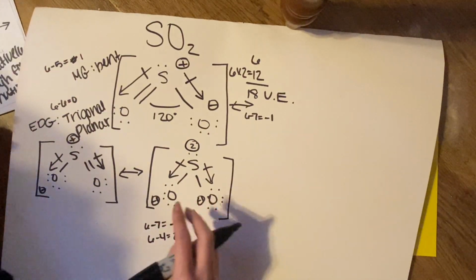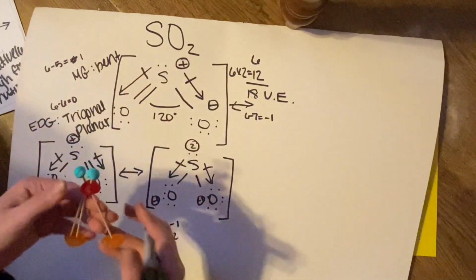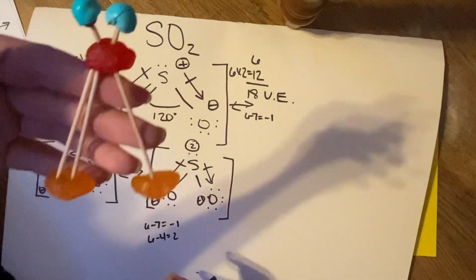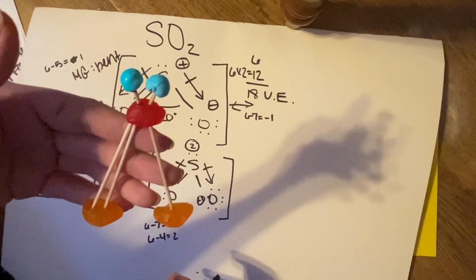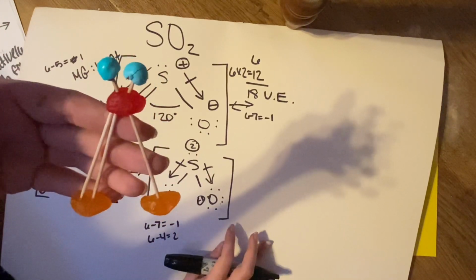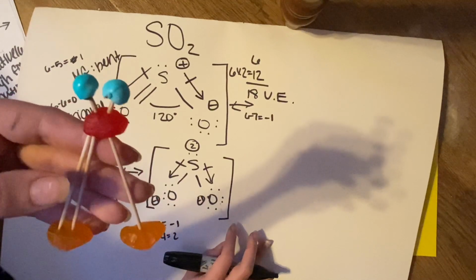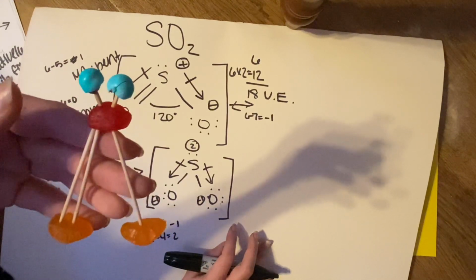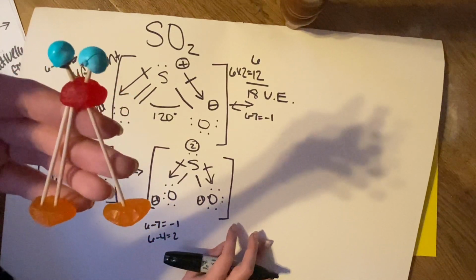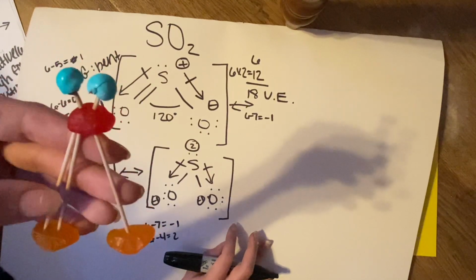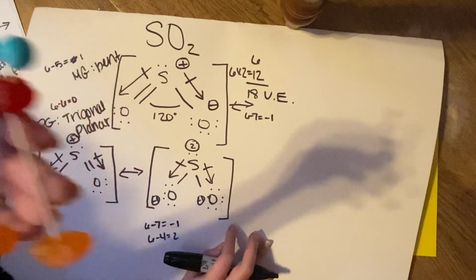For our representation of the structure, right here we have the oranges represent the oxygen, and then the strawberry represents the sulfur, and the sixlets represent the lone pair on the sulfur atom. And we have our double bond right here and our single bond.